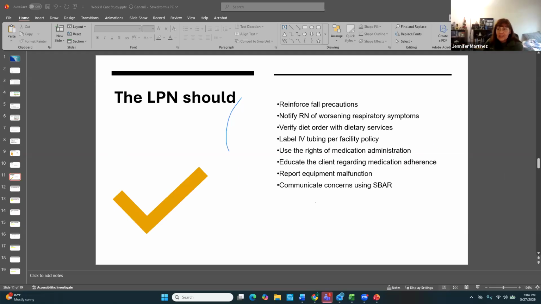So some of the things that the LPN should do: reinforce those fall precautions, right? Making sure he knows where his call bell is. He's in the hospital, so you can do bed alarms, but you want to remind him, here's your call bell. If you need to get up to use the restroom, we want you to push this button. We could even offer him a urinal, if he's continent and worried about getting up to use the bathroom, so he can use that at the bedside.